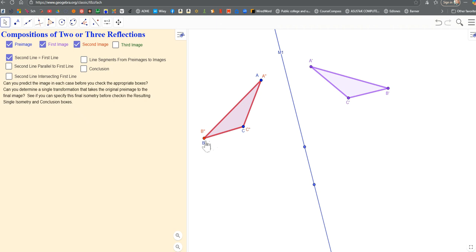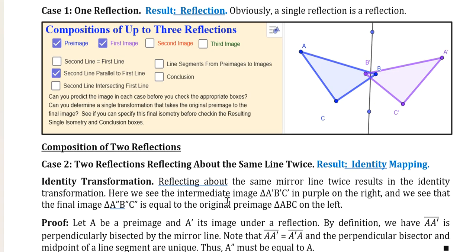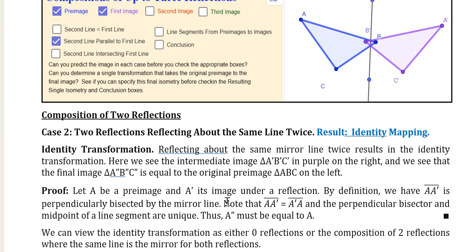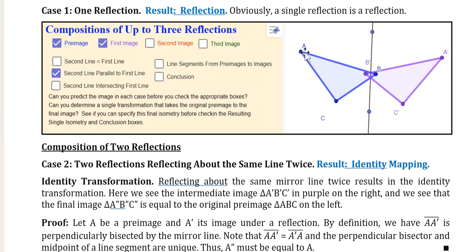So if we reflect it on the same line twice, we get the identity transformation. So pretty simple proof. How do we go about actually formally proving that? Well, let's look at the picture up here. When we go across here, let's take A to A prime.